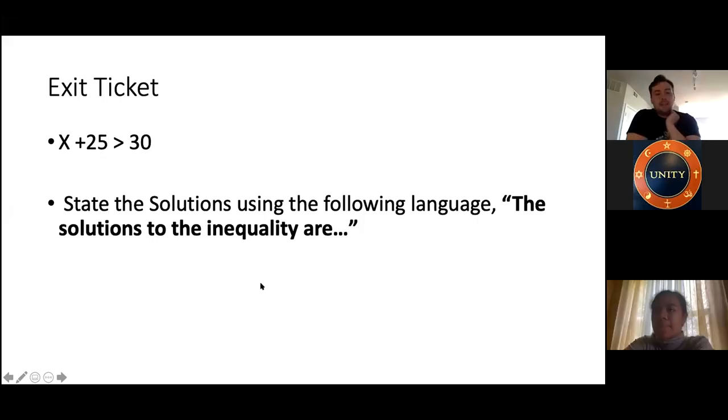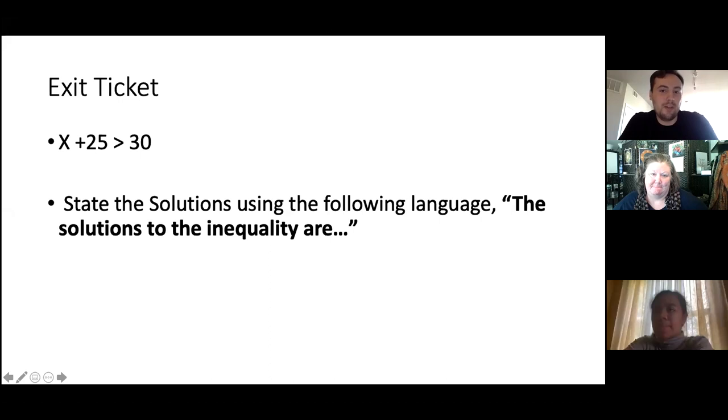Okay, well, I'm going to go ahead and pause the Desmos activity for a moment because we're going to do an exit ticket. And so I will go ahead and share my screen one last time. Okay, so this is an exit ticket. I'm going to ask all of you to find the solution to this inequality. And once you find it, I want you to type into the chat using the following language: the solutions to the inequality are, and then you tell me what the solutions are. So if it's X is greater than 50 or X is greater than 3, you would tell me whatever the inequality should be for the solution.